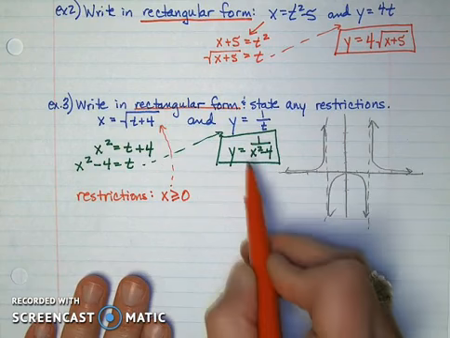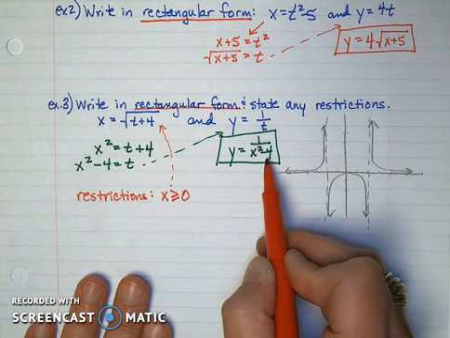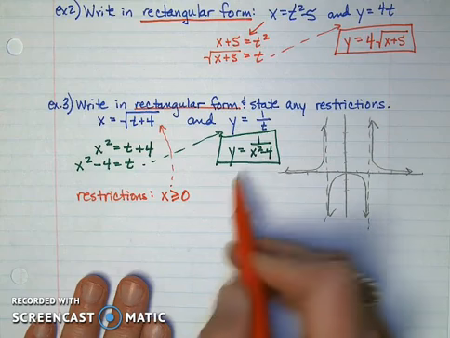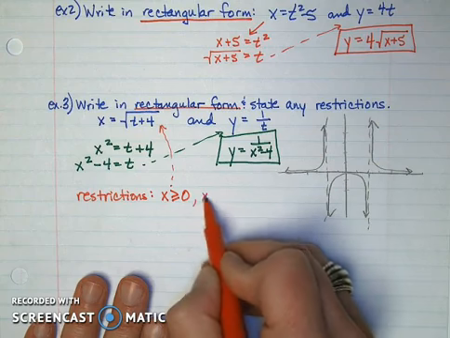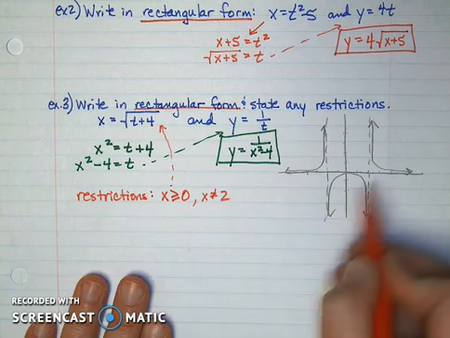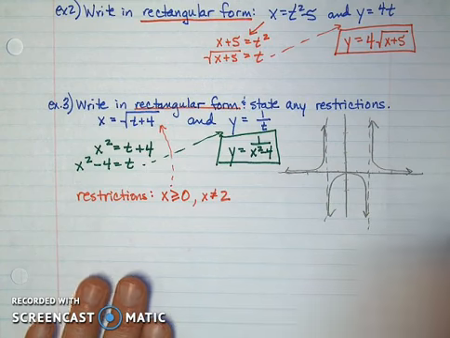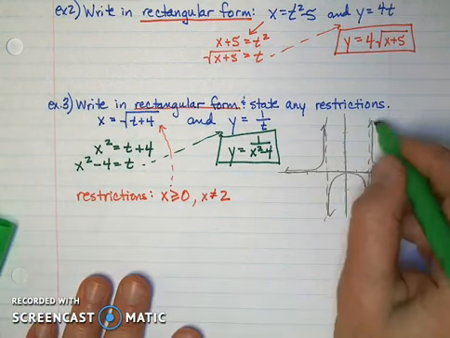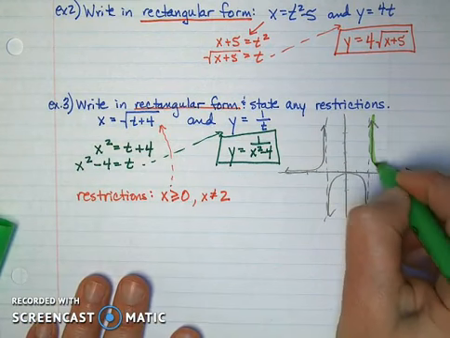Now look at your rectangular equation. You know that your denominator cannot be 0. You know that x cannot be 2 if you're over here on this side. That has restricted your graph now, and your graph only exists right there.